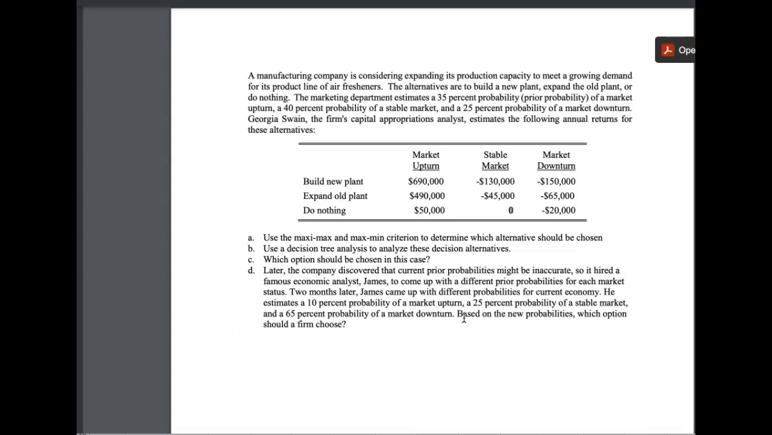But at the same time, we would also look at it and say, maybe I can build a new plant and expand an old plant, and then that's going to set me up in the future to have tremendous years, even though the market did take a downturn. But we have to look at those different understandings of this decision tree analysis.